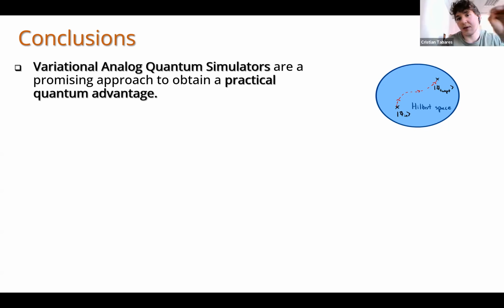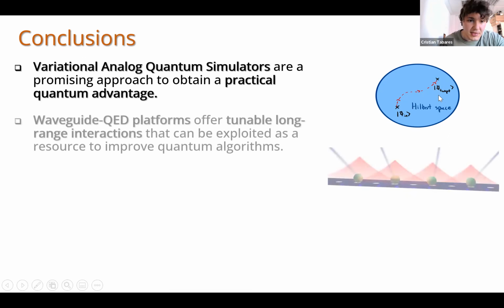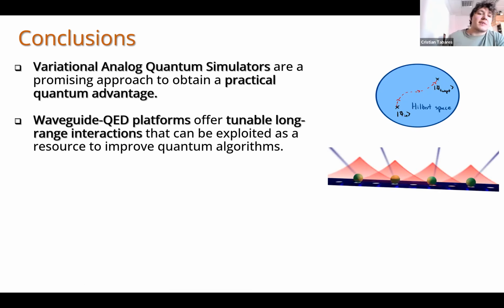In particular, analog quantum simulators work really well, and we have a lot of quantum coherent resources here. With a variational method, using a classical optimizer, we can exploit these resources in some sense. So this is the main idea, or a good candidate, to obtain a practical quantum advantage. In particular, in this type of analog quantum simulators, the waveguide-QED platforms offer tunable long-range interactions, and this can be exploited as a resource to improve current quantum algorithms.